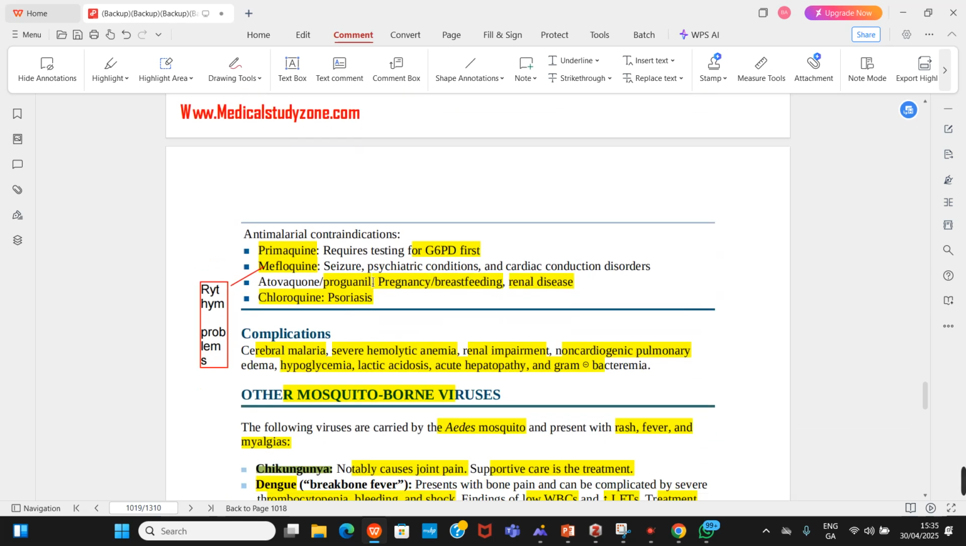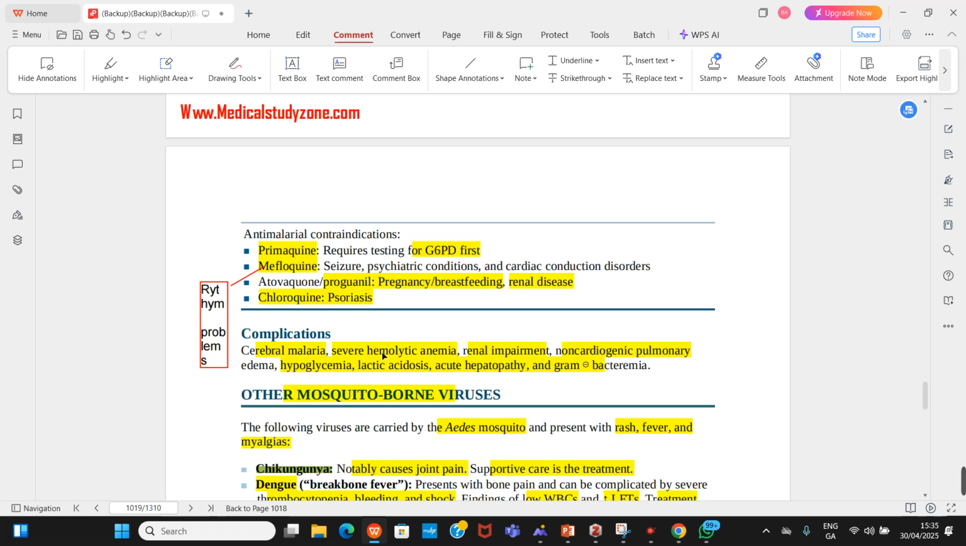So, what are the contraindications to some of the anti-malarials? Primaquine, this is G6PD. Mefloquine, I see mefloquine as an irritant. It irritates the heart. It irritates the brain. Because it irritates the brain, there are seizures and psychiatric problems. Because it irritates the heart, there's arrhythmia.